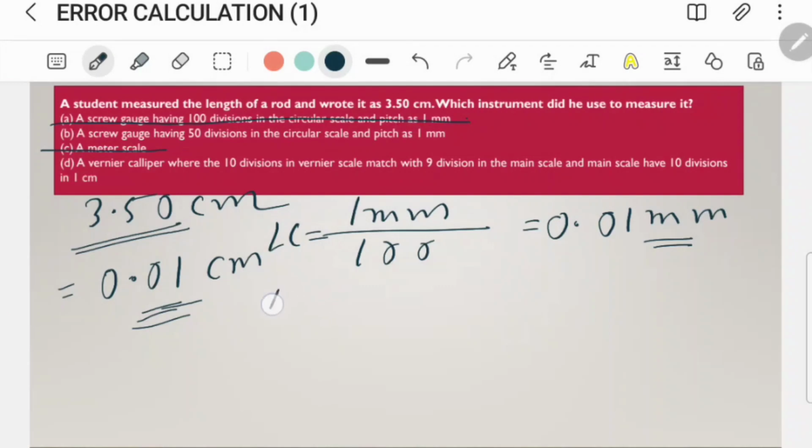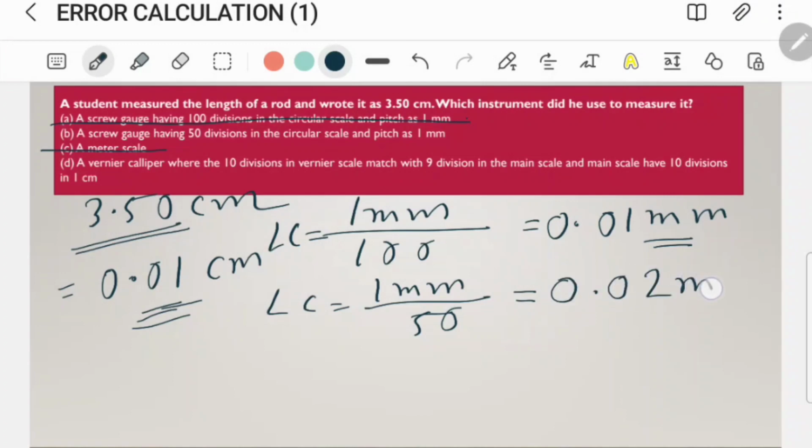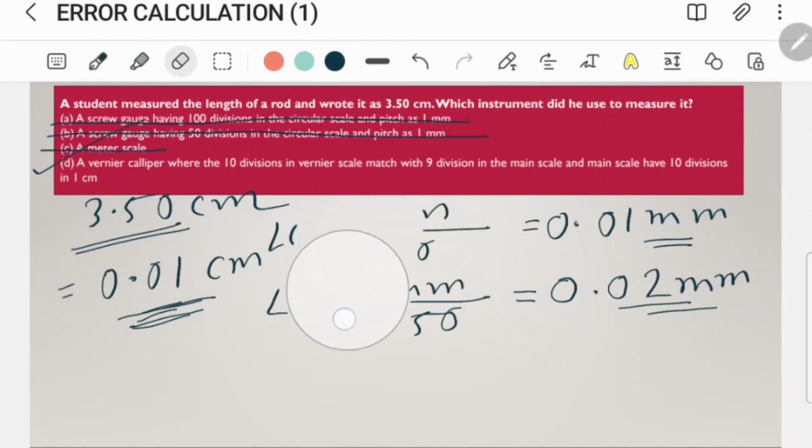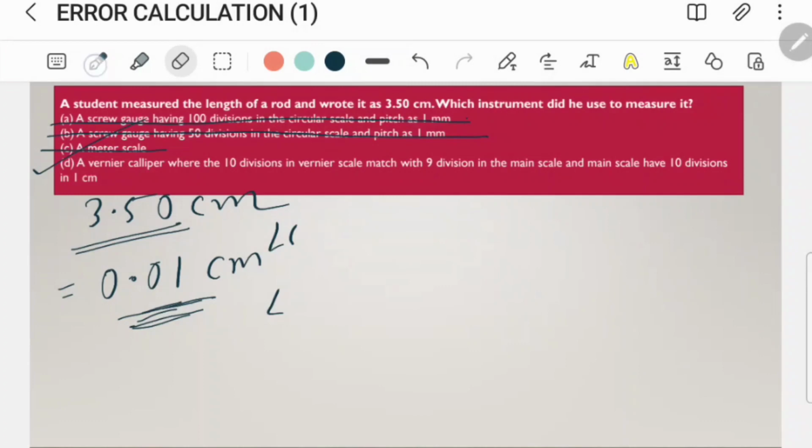The second option is similar to this, except it has 50 divisions. So this becomes 1 millimeter over 50, which becomes 0.02 millimeter. This precision is much finer than this. So this is also not our option. The only option we're left with is option D. Let us check for the correctness of the option.